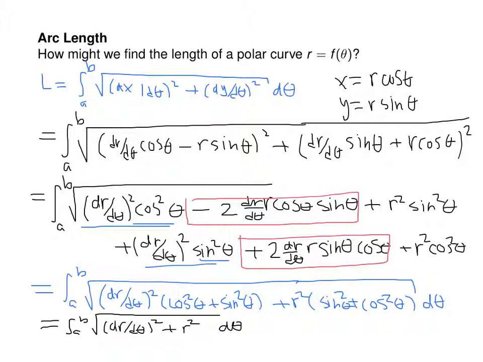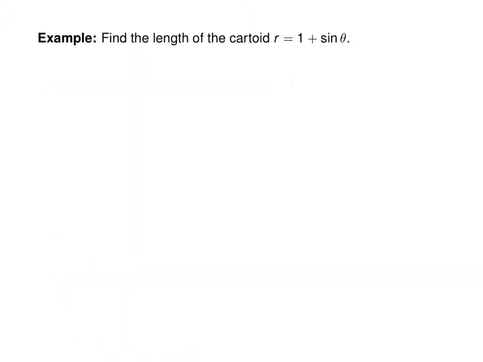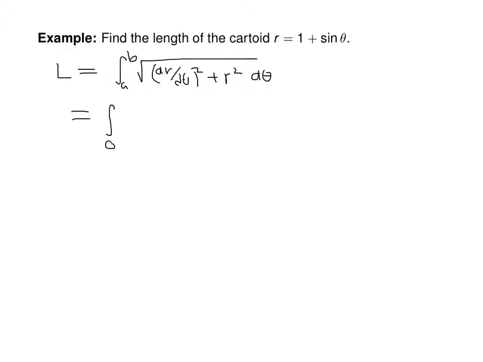So let's set up an integral to find the length of the cardioid r equals 1 plus sine theta. So the length will be equal to the integral from a to b of the square root of (dr/d theta) squared plus r squared d theta. This cardioid, which we actually graphed in an earlier example, is traced as theta ranges from 0 to 2 pi.